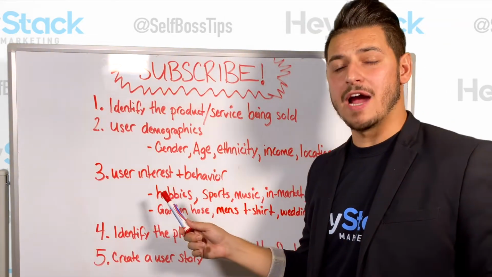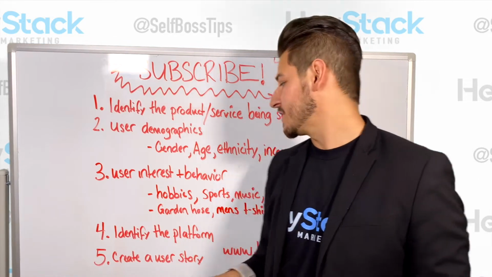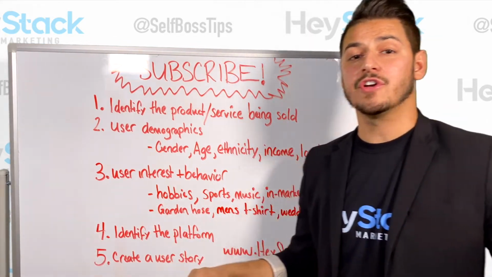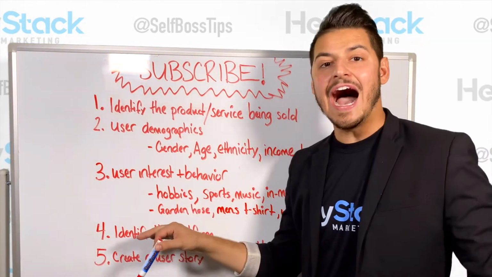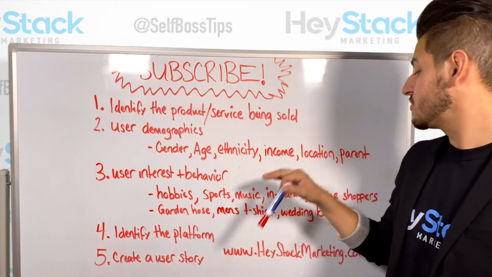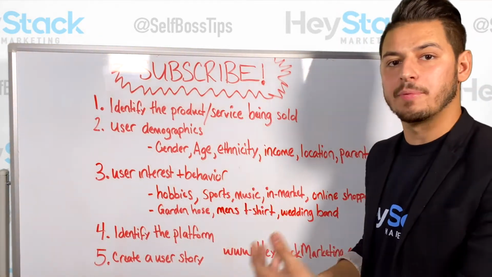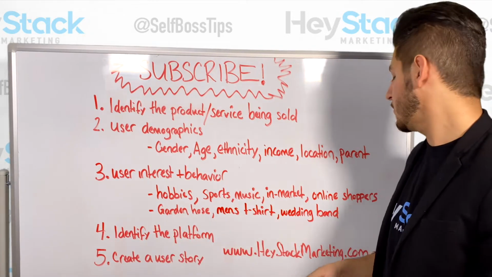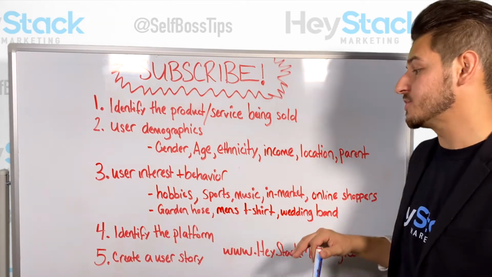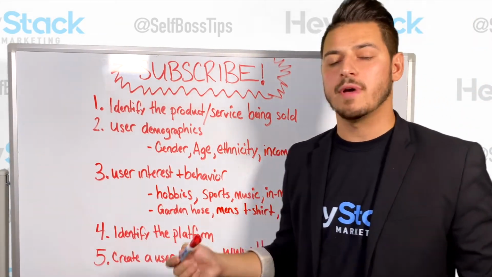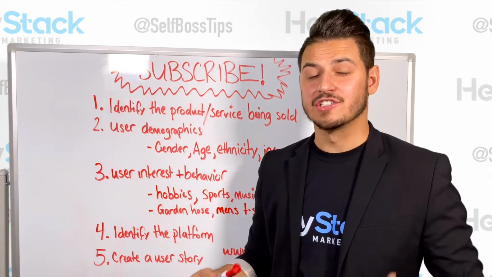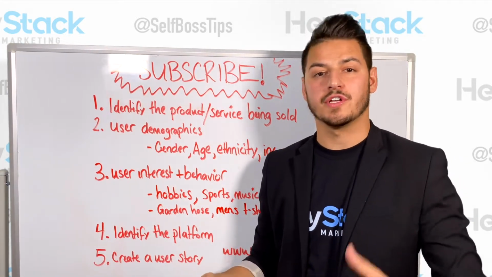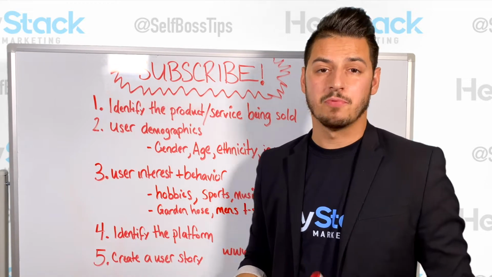Now, this is where our buyer persona really gets hyper-focused. So the user interests or behaviors that you should be looking at are the hobbies that they're interested in, the sports, the music, are they in market for a particular product or service that's related to yours, and are they online shoppers? All of these are important. There's so many more to think of. Let's say that you're selling tennis rackets. You'll only want to target users who are interested in the sport of tennis.